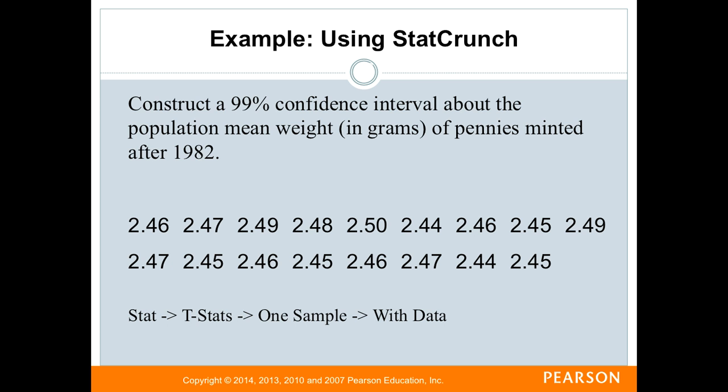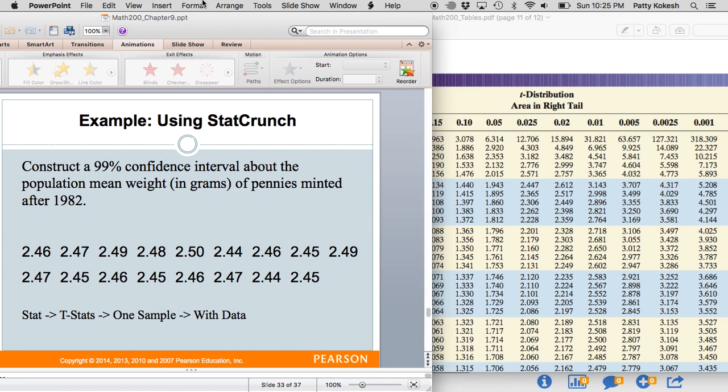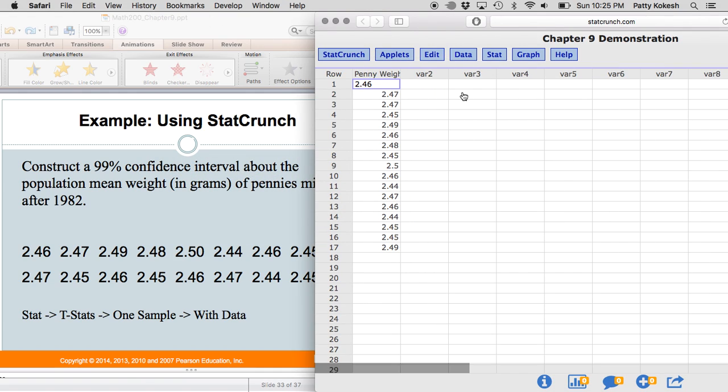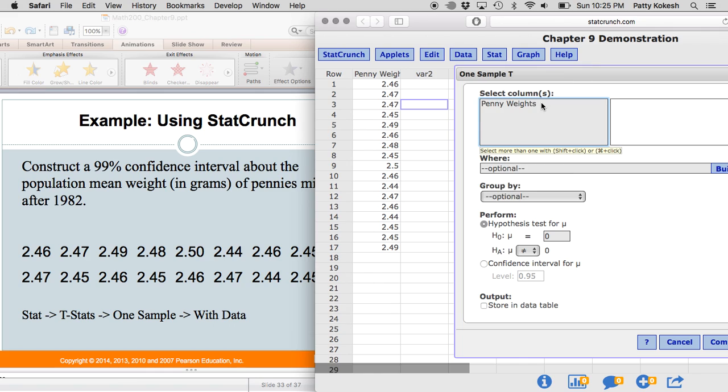Now, if we want to use StatCrunch, we can do this a pretty simple way here. So let me scoot this over a little bit so we can see both of our problems. I have all of my penny weights typed in here, and you'll notice this data was not already summarized. So what I'm going to do is when I go into stats, I'm going to do t-stats. I have just one sample. And before, if you remember, I chose with summary because I already had summarized data. This one, I actually have the raw data, so I'm going to do with data.